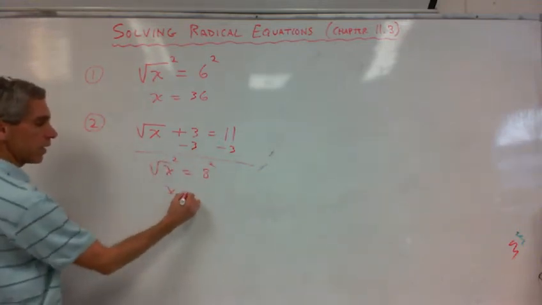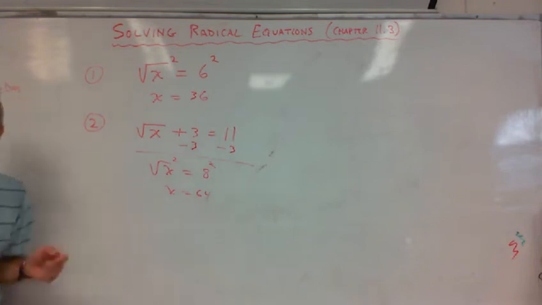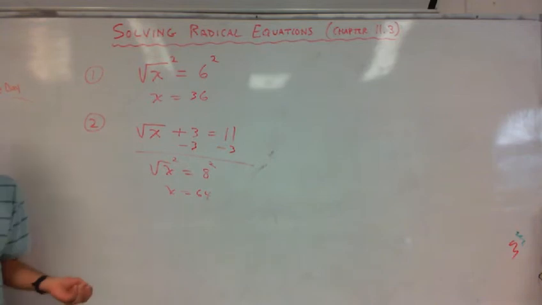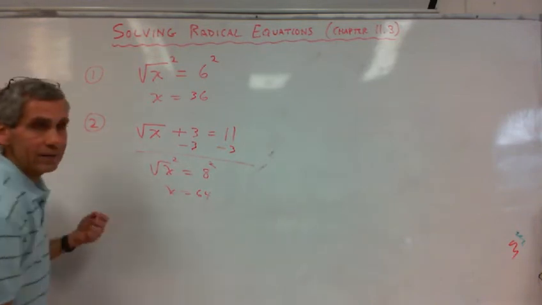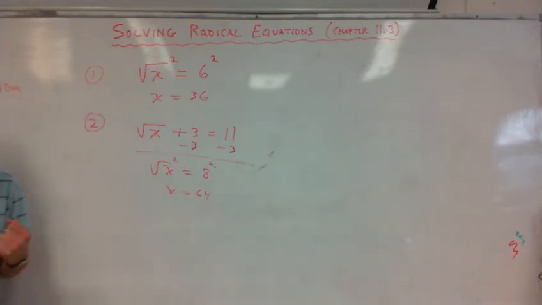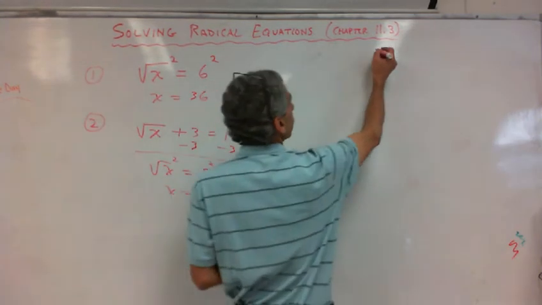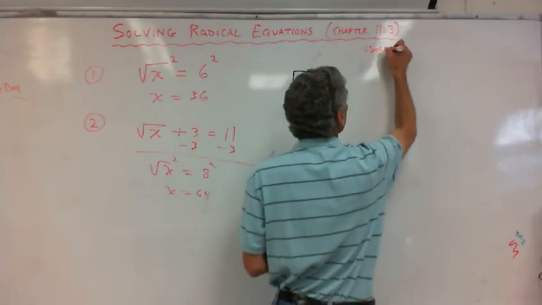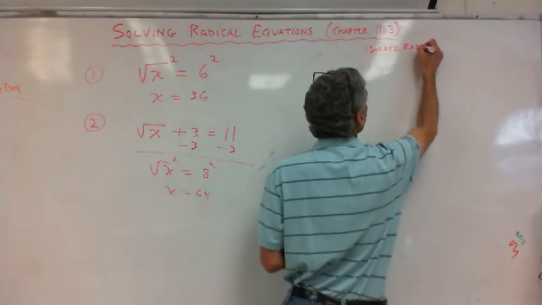That's okay. X is equal to 64. Piece of cake. These are so easy. You don't have to do plus and minuses. You don't have to worry about anything. You're just squaring both sides, right? So you got to simplify first. You have to isolate first. So that's so important. I'm going to write up here: isolate radical first.